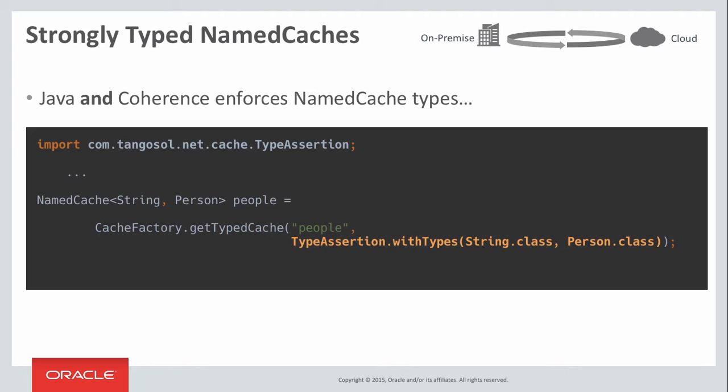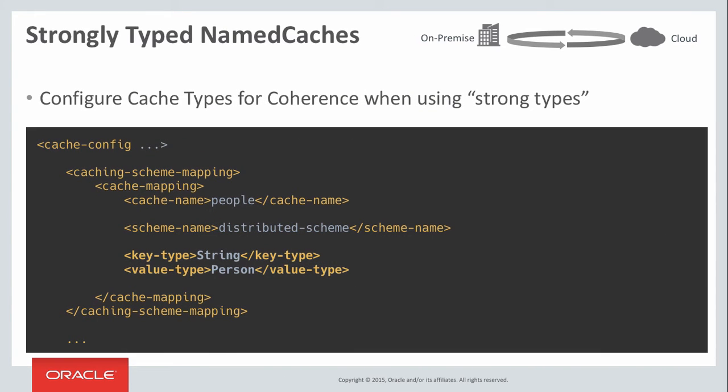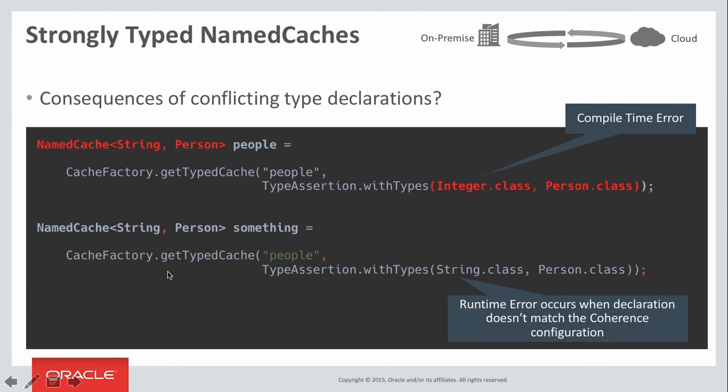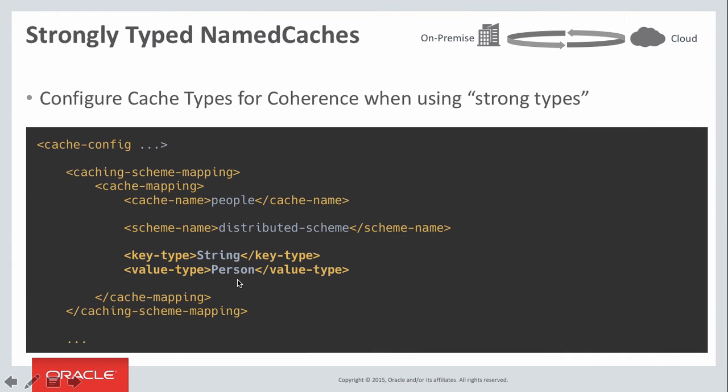So together these two checks make it much harder, although unfortunately not completely impossible, for developers to use caches in an inconsistent manner across applications, at least accidentally. So for Coherence to perform strong type checking, you really need to configure the types in your cache configuration files. This is achieved by specifying the new optional key type and value type within the cache mapping. For example, for our people cache, we wanted the key types to be strings and the value types to be person.